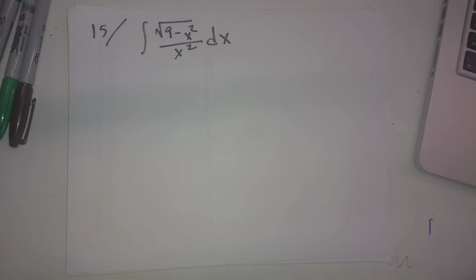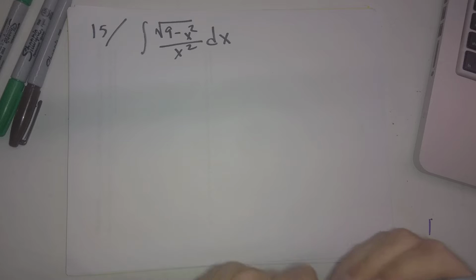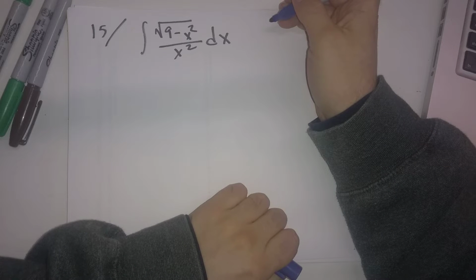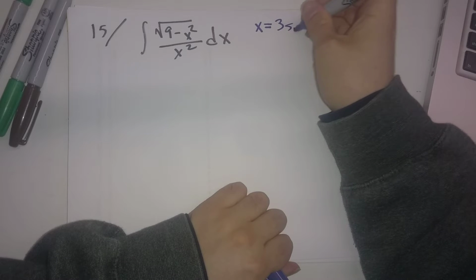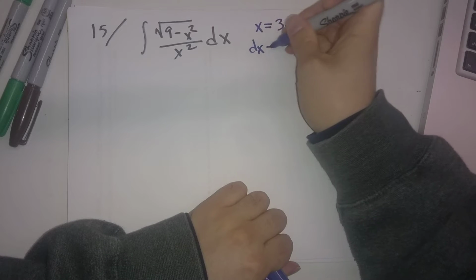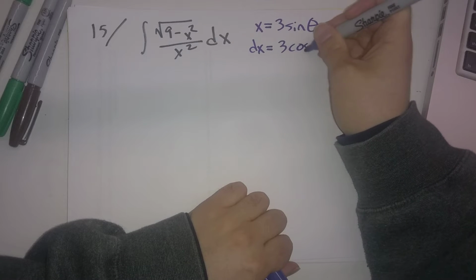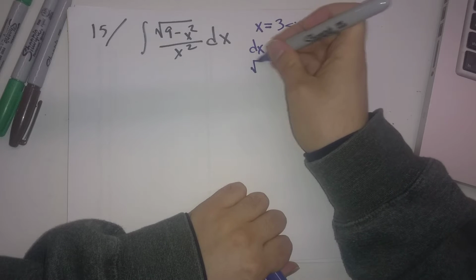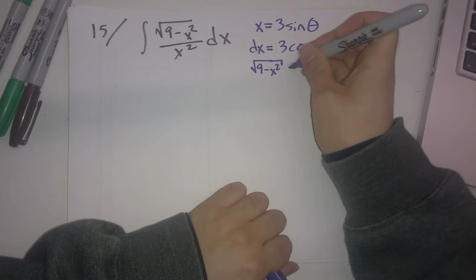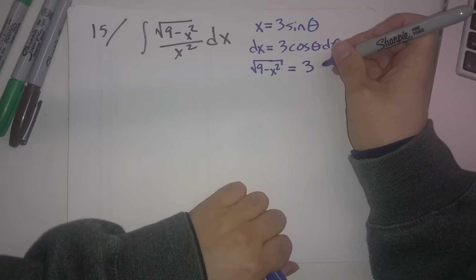Problem 15. Evaluate the integral of the square root of 9 minus x squared divided by x squared dx. Square root of a squared minus x squared must strongly suggest a trigonometric substitution with x equal to 3 sine theta. dx will then be 3 cosine theta d theta, and also the square root of 9 minus x squared. You can check for yourself that this will give you 3 cosine theta.